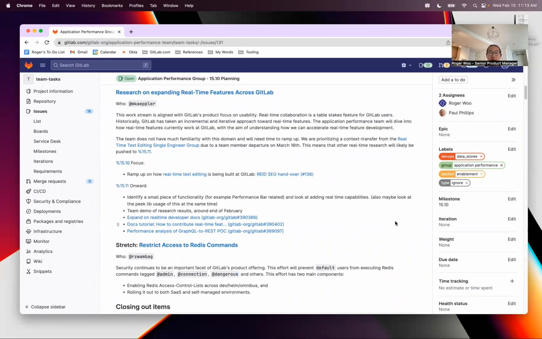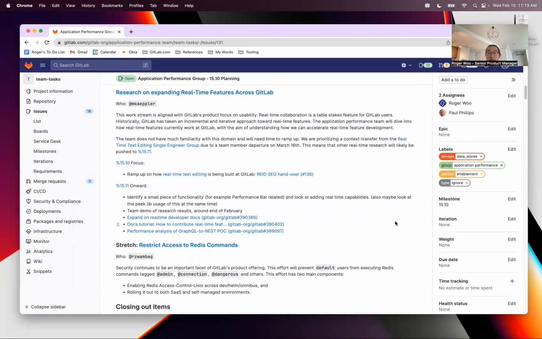The third topic here is to research an opportunity to expand real-time features across GitLab. This workstream is aligned with GitLab's product focus on usability. Real-time collaboration is a table stakes feature for GitLab users. The team doesn't have much familiarity with this domain and will need some time to ramp up. There are two different types of real-time solutions at GitLab today: incremental real-time features and collaborative text editing.